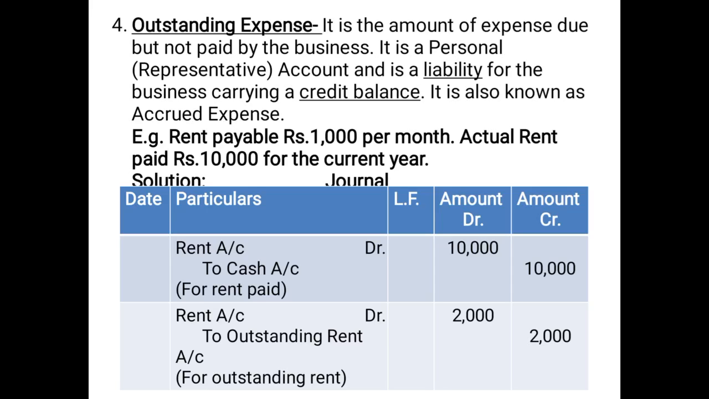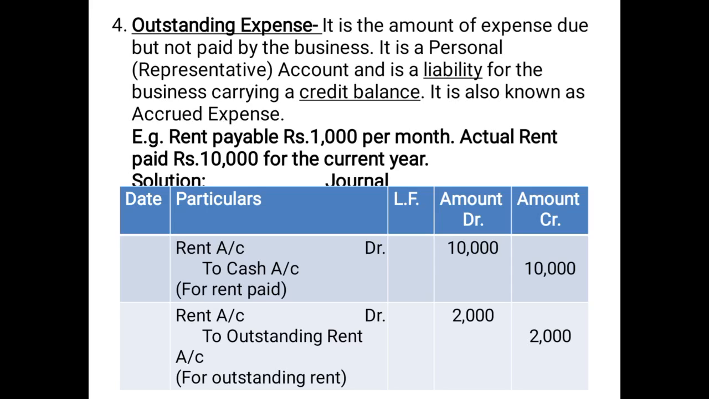First entry we have passed for paying the actual rent of 10,000. What will be the payment entry? As we know that rent is a nominal account, and we have discussed the rule that in case of a nominal account, even if the word cash is not given, or no specific information is given, we assume it to be in cash only.